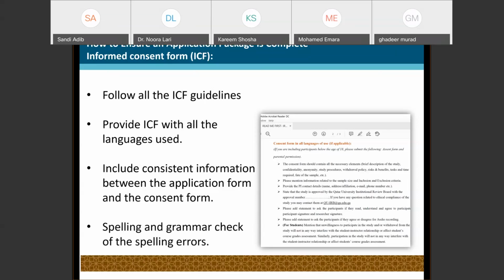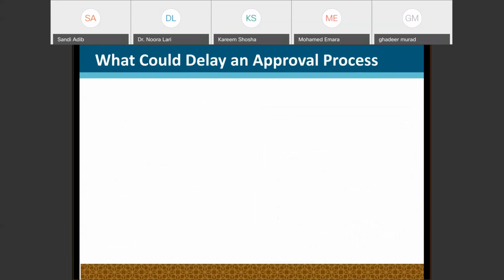Sometimes the application can go back for spelling and grammar mistakes. So please also do a spelling and grammar check, especially for the informed consent form, because the informed consent form has to be very clear to the participant, and sometimes a spelling or grammar mistake might change the whole language or the whole intention of a sentence.